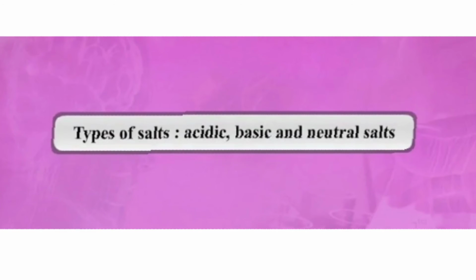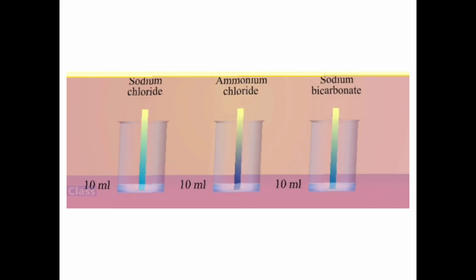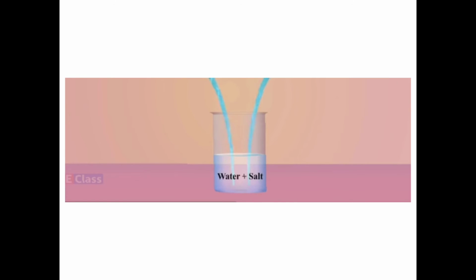Neutral salt कैसे बनेगा? When you have strong acid and strong base, or weak acid and weak base. या तो दोनों strong या तो दोनों weak. How will you get the acidic salt? When strong acid reacts with the weak base. Okay? And how will you get the basic salt? When you have the strong base and weak acid. So you can test it out with the pH paper. Color से पता चल जाएगा whether it is acidic, basic or neutral. Correct?